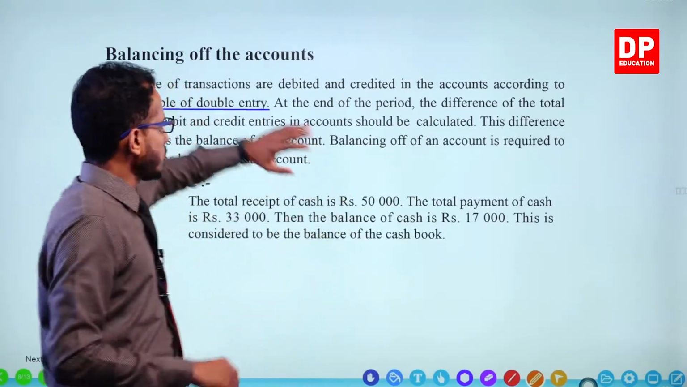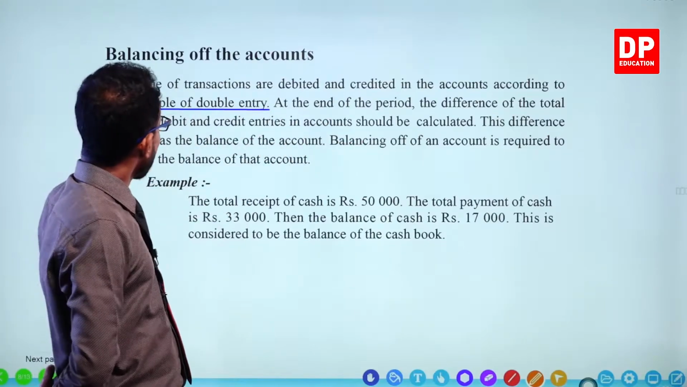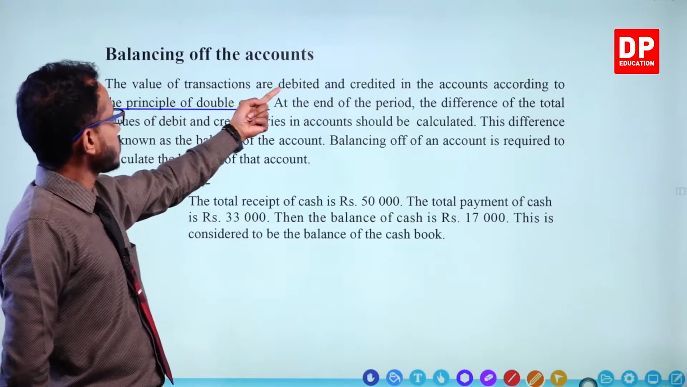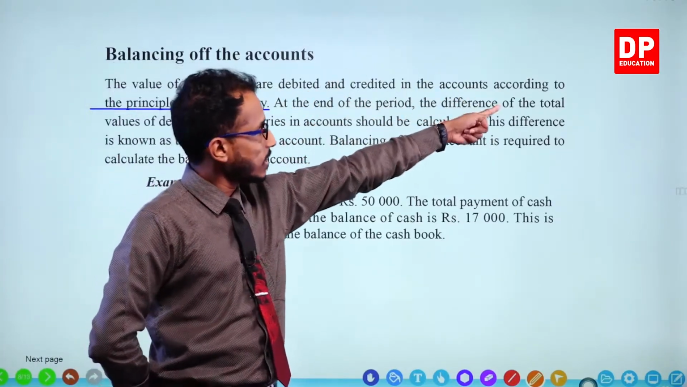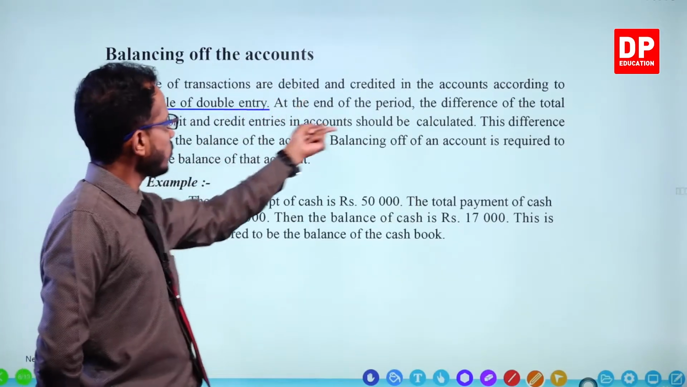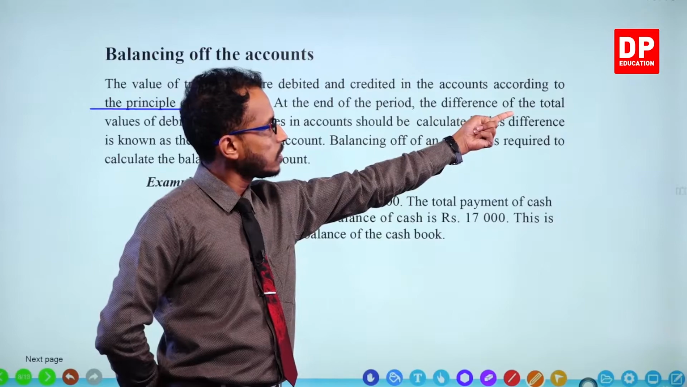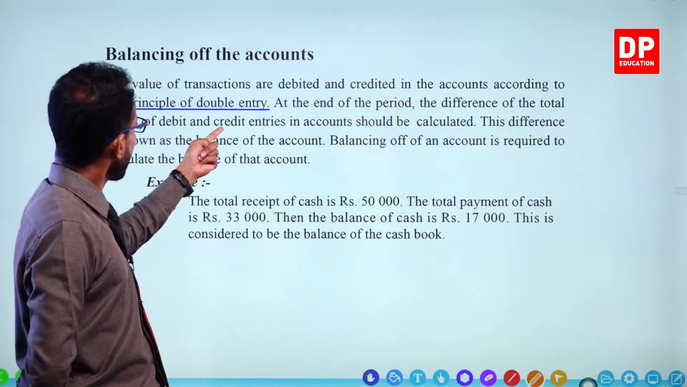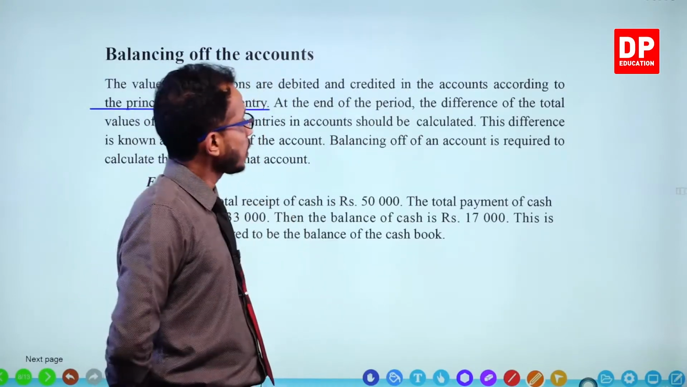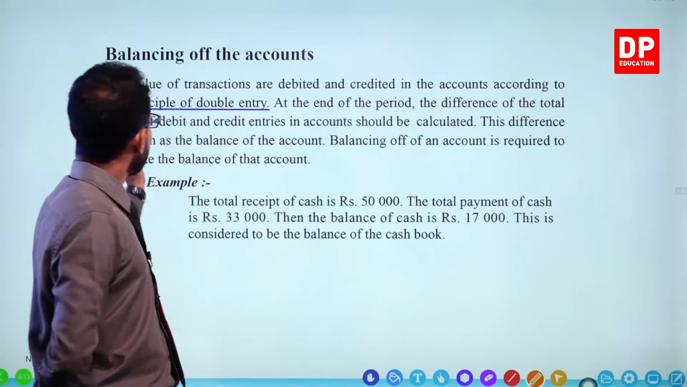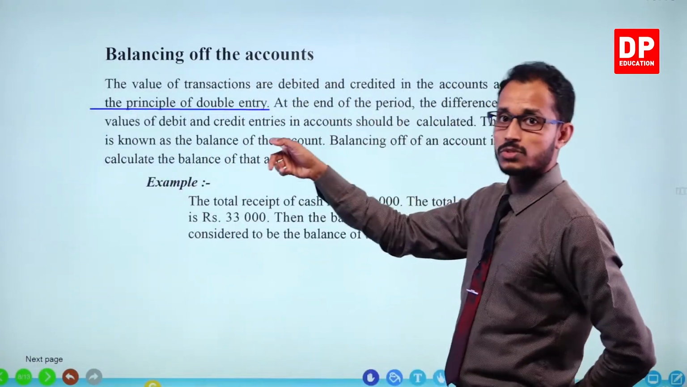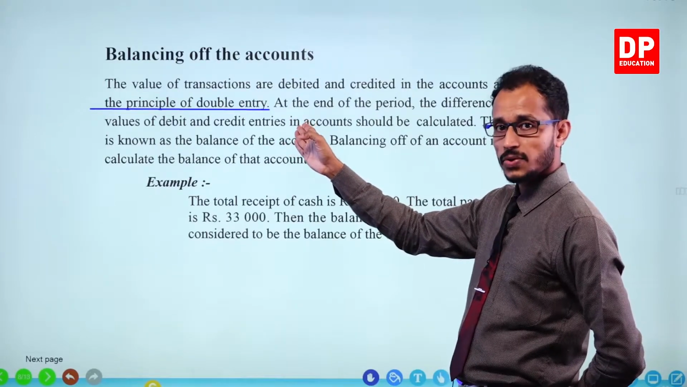All right, that is what in the textbook they have mentioned here. Value of transactions are debited and credited in accounts according to the principle of double entry. At the end of a period, the difference of the total of the debit side and total of the credit side should be calculated. This difference is known as the balance of that account. Now can you see it clearly?